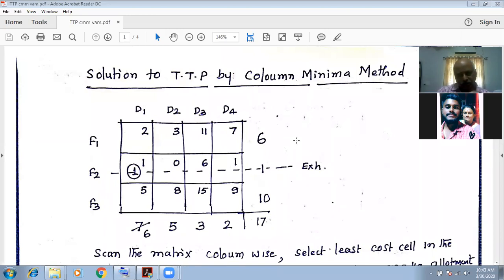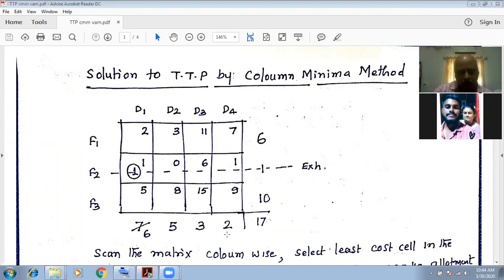I am continuing with the same problem with CMM, that is column minima method. You can see the movement of the cursor. In the column minima method, as usual, there are 3 factories and 4 showrooms. Supply from each factory is given here: A1, A2, A3, B1, B2, B3, B4. So A1 plus A2 plus A3 is equal to B1 plus B2 plus B3 plus B4, 17, and it is a balanced table. Any method for that matter, the demand and supply problem, if you want to solve, it should be a balanced one. So the balance is already there.